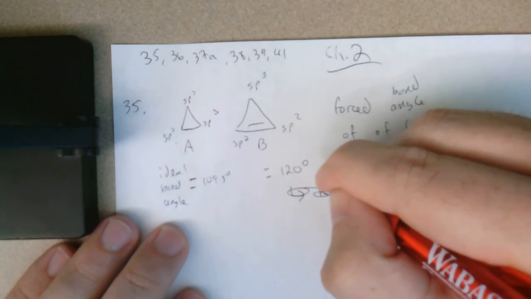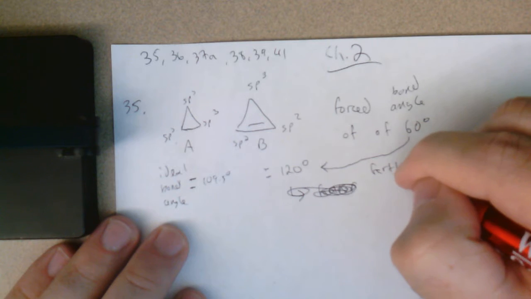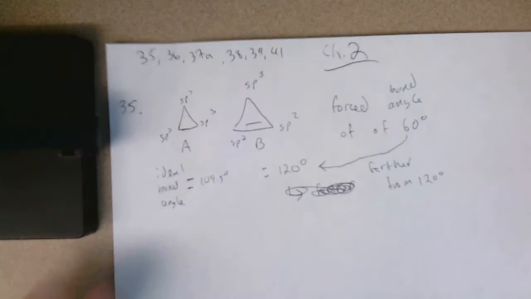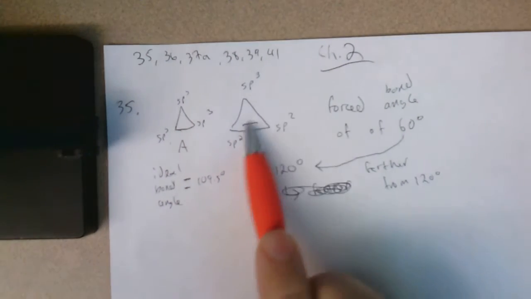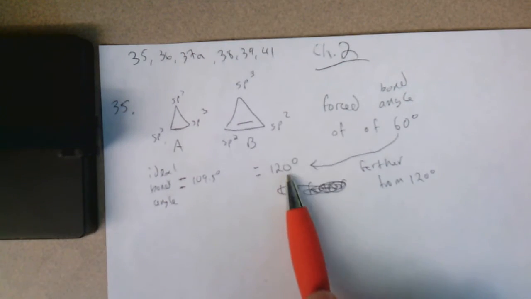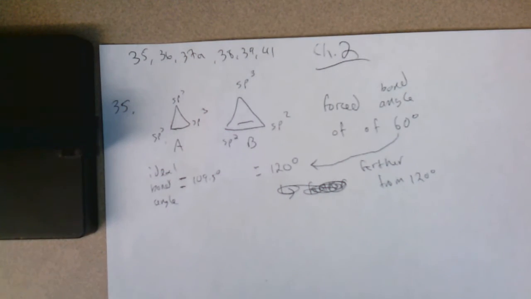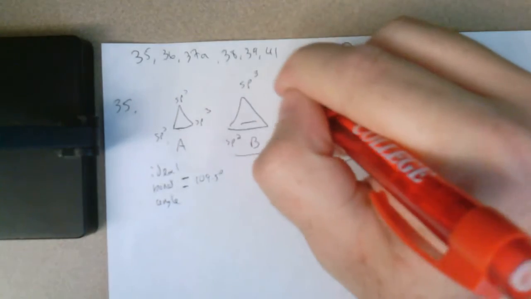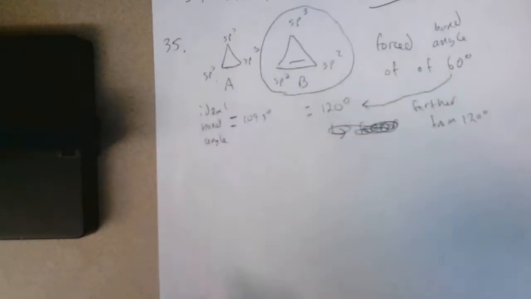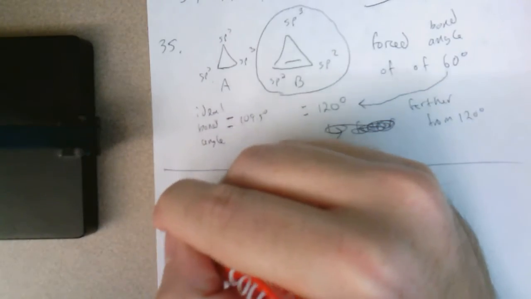Okay, so B, this one is farther, well, let me say it this way. 60 degrees is our forced bond angle. It's farther from 120 degrees than it is from 109.5 degrees. So structure B is forced into bond angles significantly smaller than what it would like to have by VSEPR, by maximum repulsion. So B is our more strained structure. Okay, that was pretty easy, wasn't it?